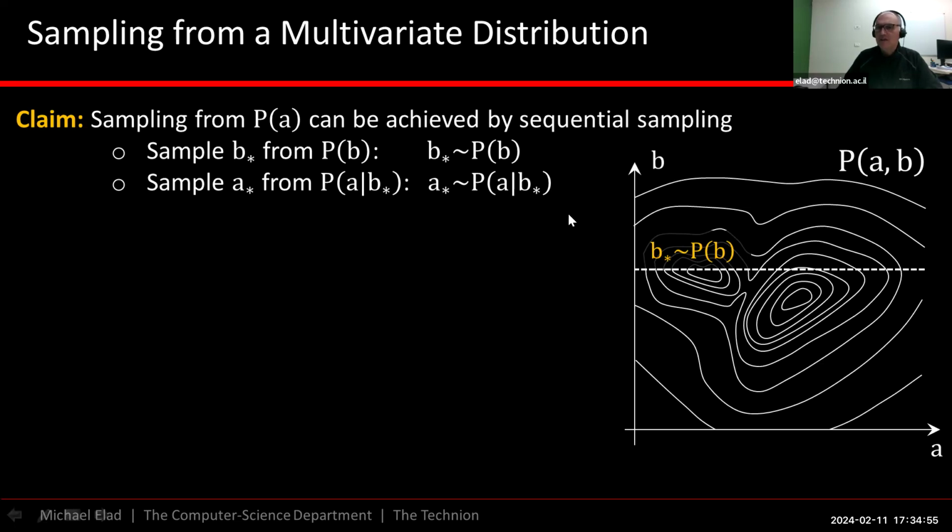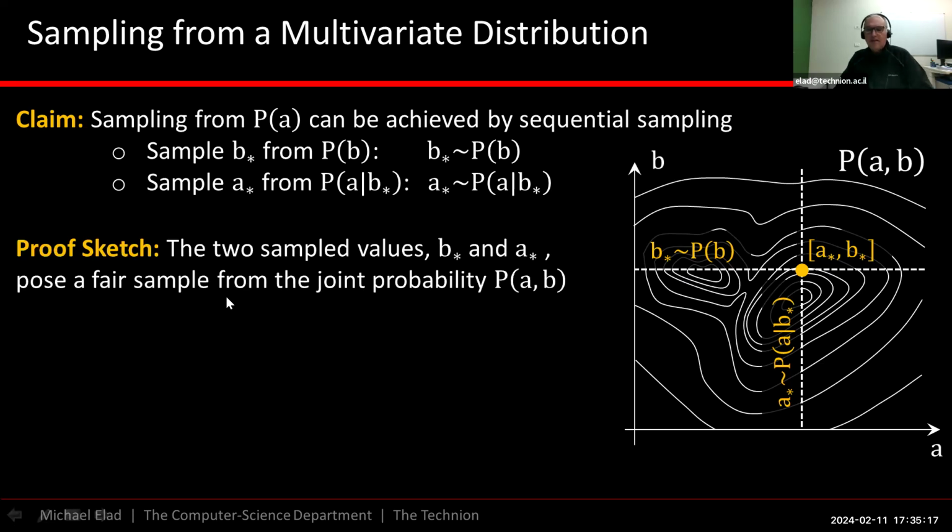So what am I doing here? Instead of integrating as I did before, I'm taking an intersection, just the function over this line, and I'm sampling over it, and I'm getting this A star. And so I got A star, B star. And if you throw away the B star, you end up with A star. A star is what we were after. This is the claim here, okay? It's not a proof, it's a sketch of a proof.